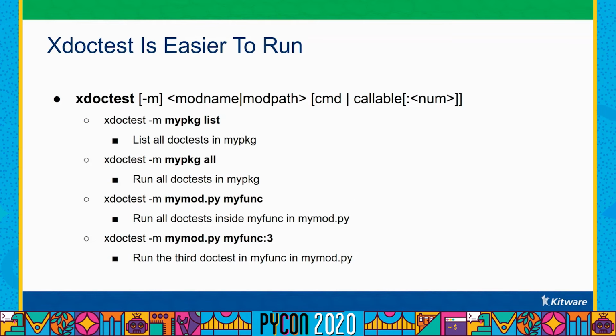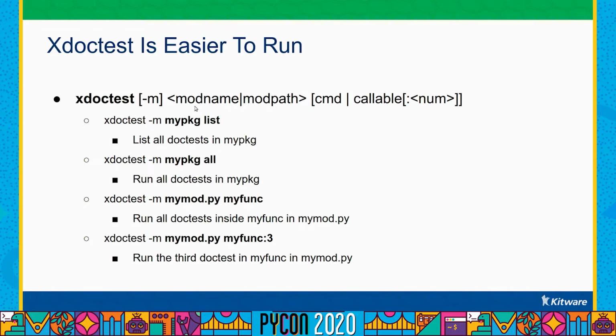Xdoctest is also easier to run. With the original built-in Doctest module, you can only give it a file path, and it's going to run all of the doc tests that it can find in that file. Xdoctest, on the other hand, you can pass it either a module name or a module path.